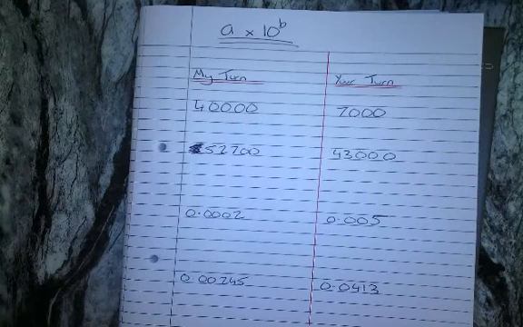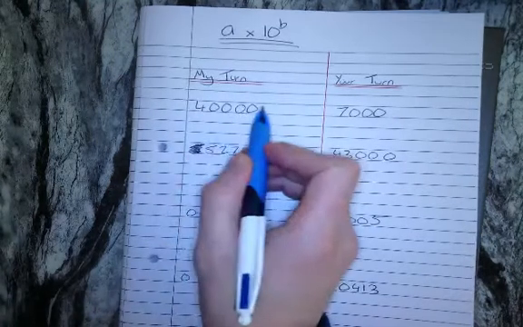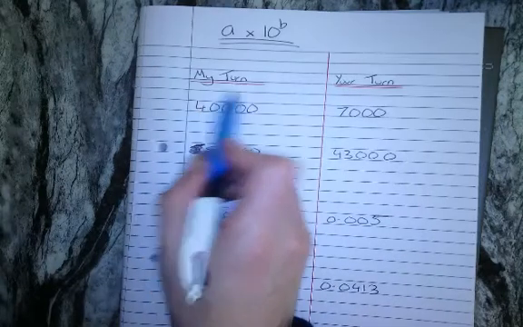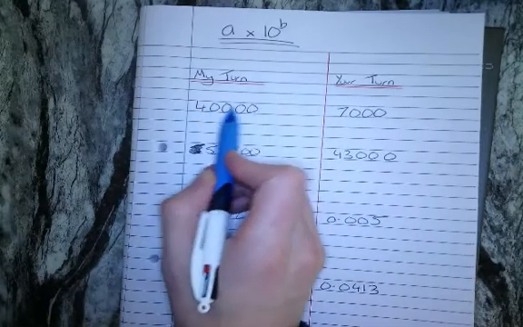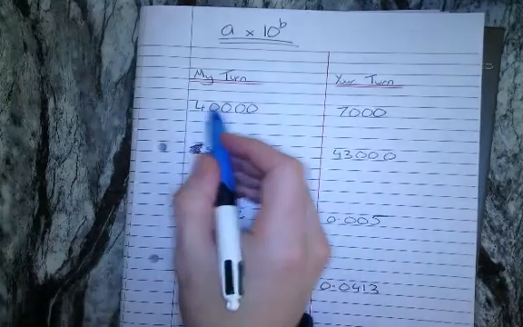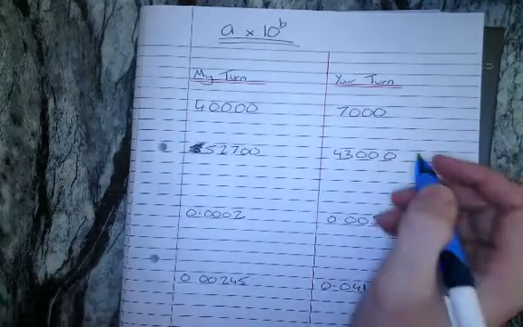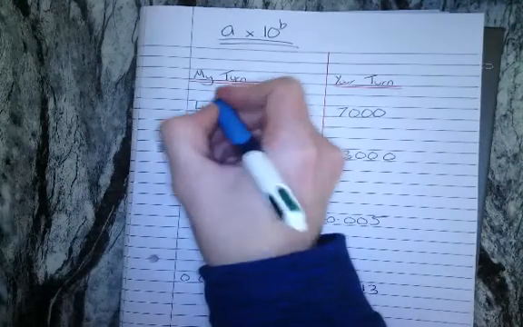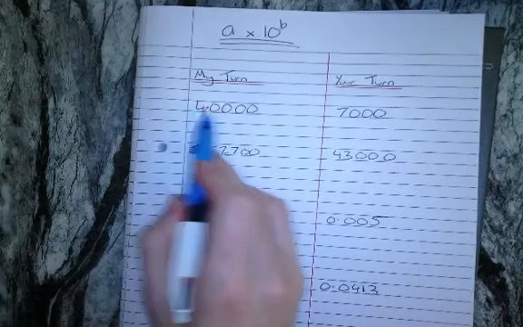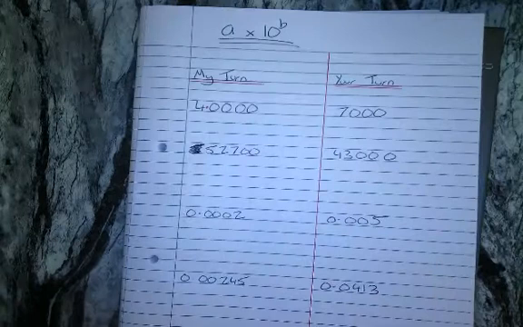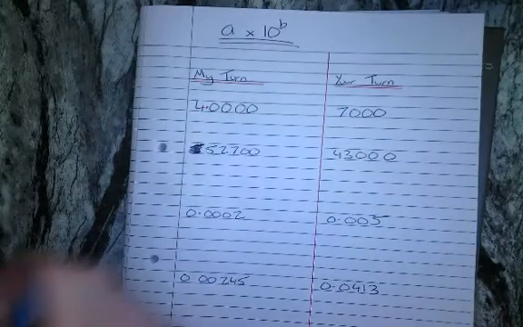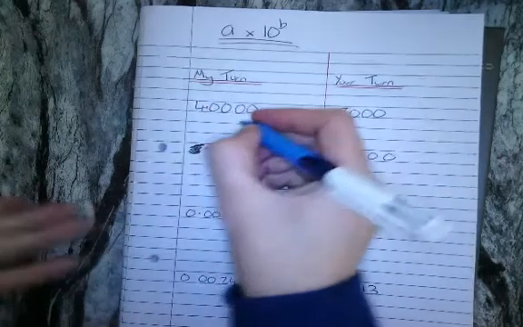So if we have a look at the first one, I've got the number 40,000. I'm going to try and put that into standard form. So my question to myself is, where do I need to put a decimal place in order to get a number between 1 and 10? And the answer is, of course, if I put a decimal point there, well then I have 4.0000. Okay, so my A in this case is going to be 4.